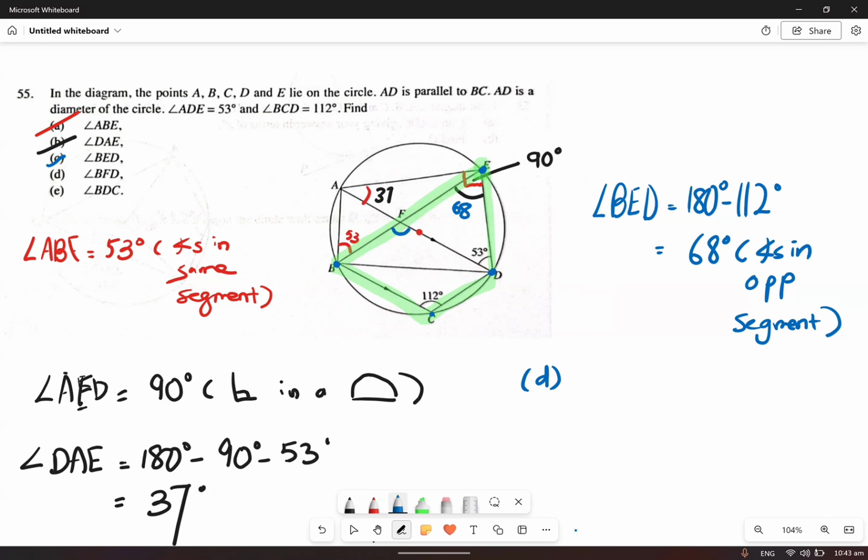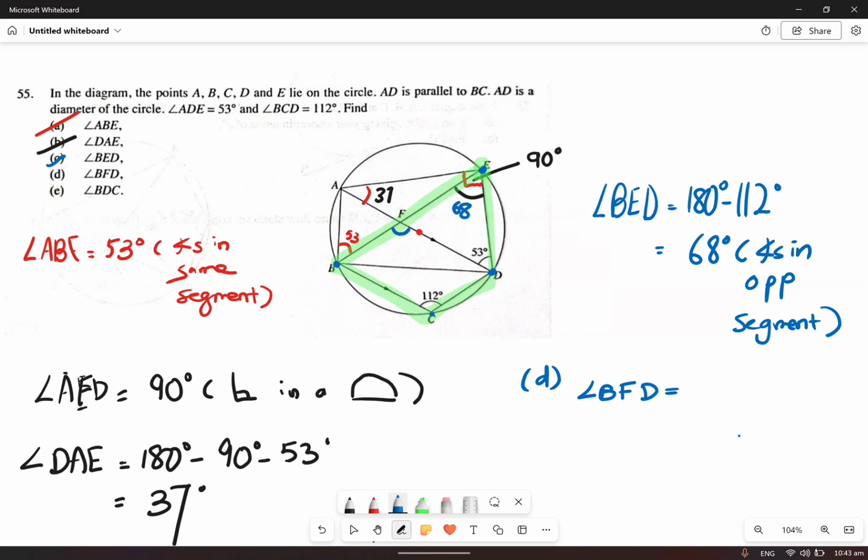BFD, the next one is BFD, is this one over here. Can you see this one over here? So you can find this one, right? You can find this part over here, right? True. So angle BFD, actually you can just use the exterior angle of a triangle.